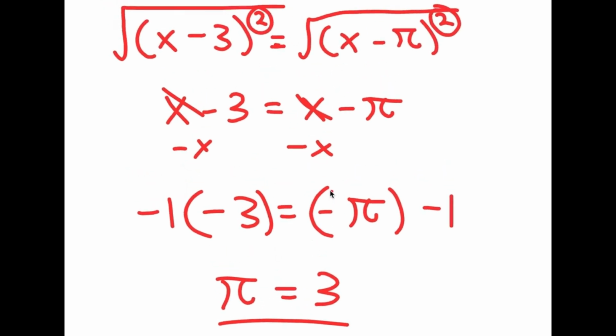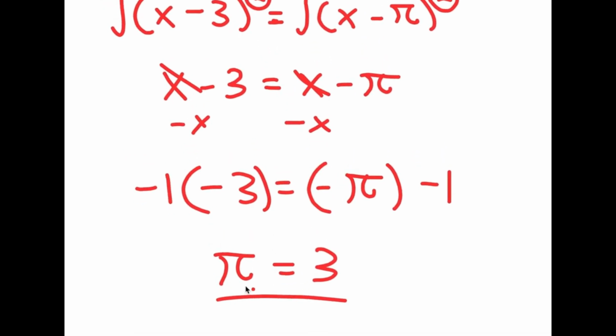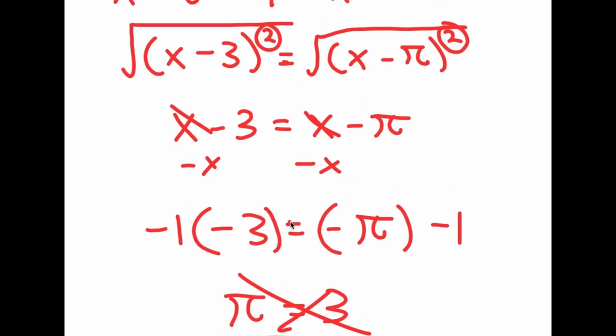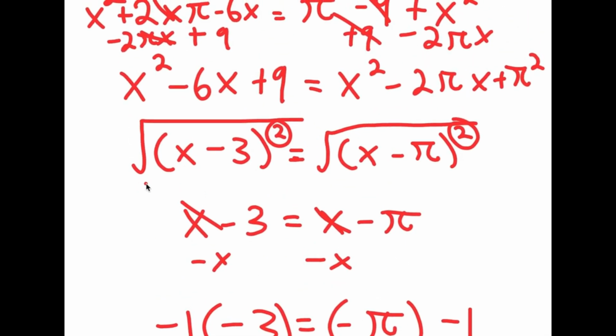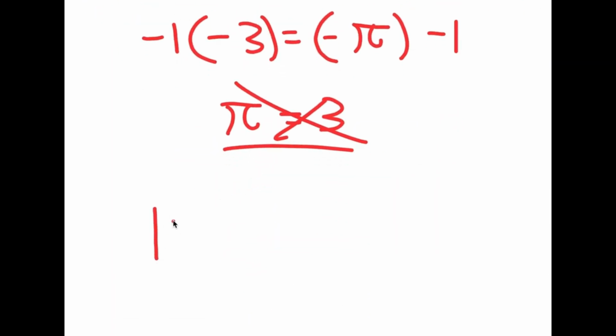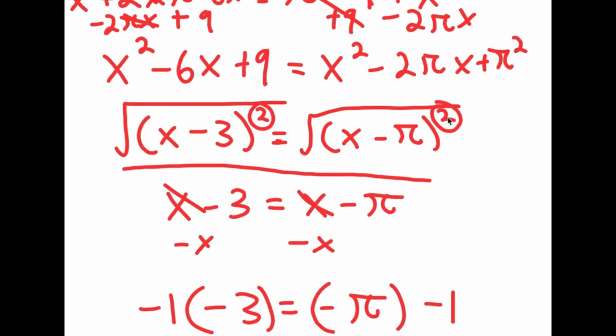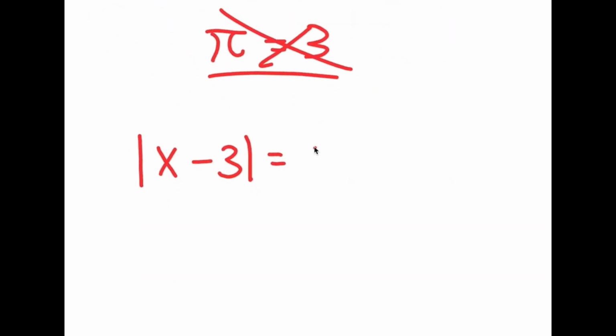So now, where did I go wrong? Because obviously we know that pi is not equal to 3. Where did I go wrong? Well, I actually went wrong on the step where I said that the square root of (x minus 3) squared and the square root of (x minus pi) squared are equal to x minus 3 and x minus pi respectively. This is actually not true. The square root of (x minus 3) squared isn't equal to x minus 3, it is equal to the absolute value of x minus 3. And the same goes for the square root of (x minus pi) squared. It's not equal to x minus pi, it's equal to the absolute value of x minus pi.